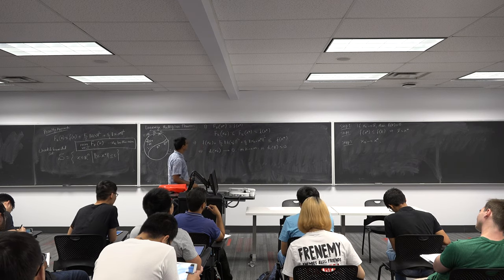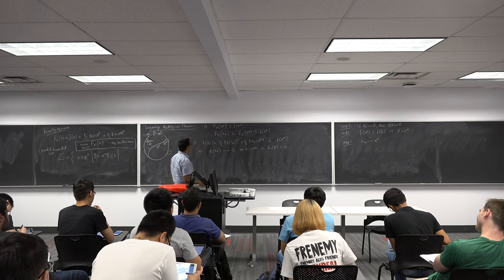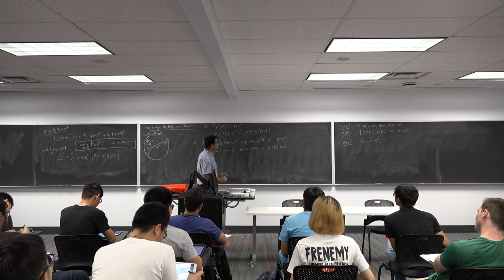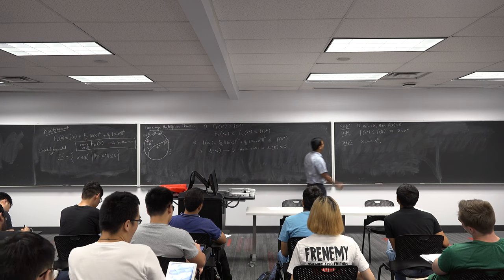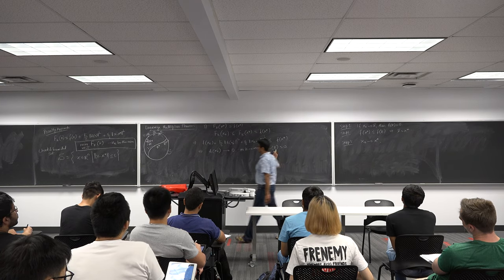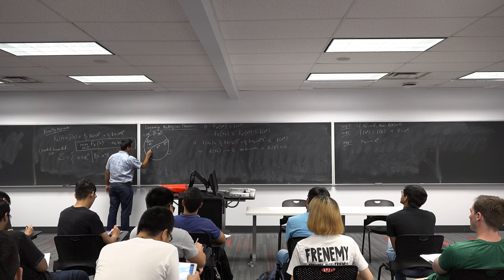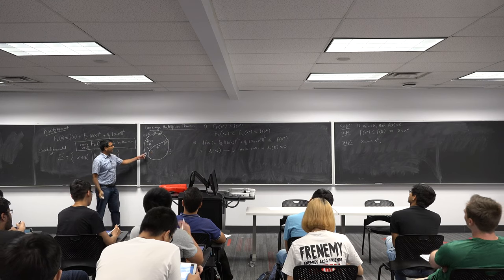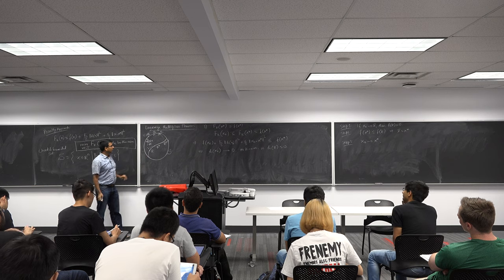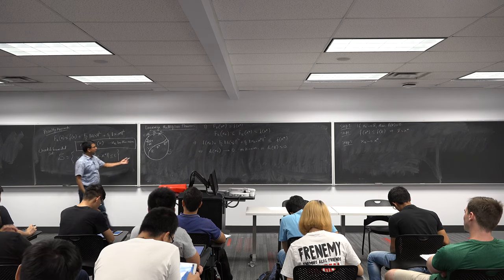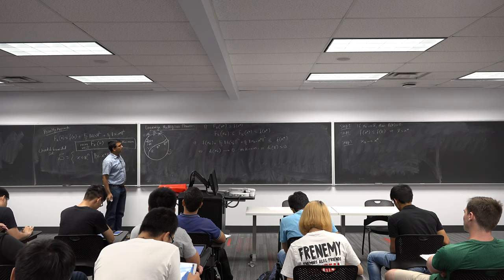I'm going to erase this. Actually, I don't need to erase this. Let's look at step two. So x bar, it seems, lies on this surface. Some point x bar lies on this surface. And this epsilon is very, very small, so x bar is close to x star.